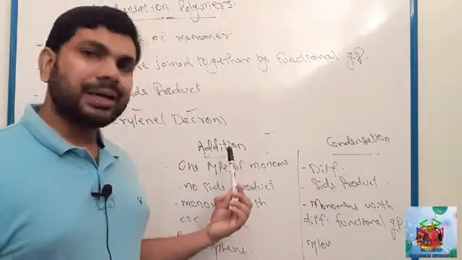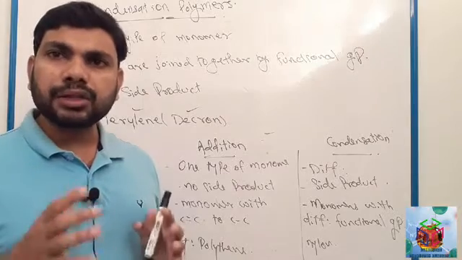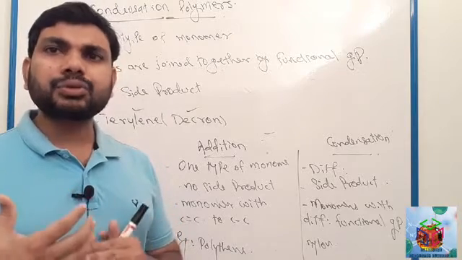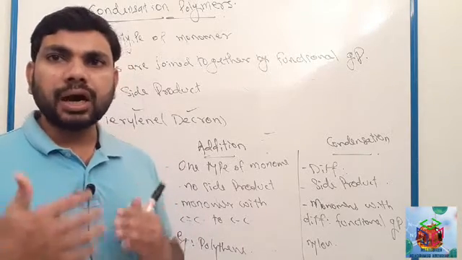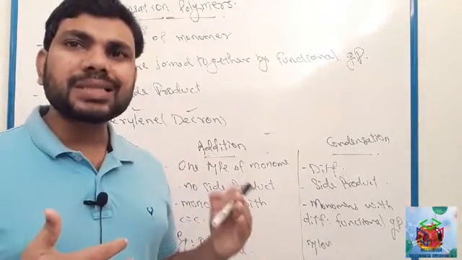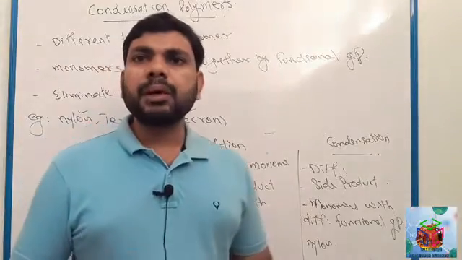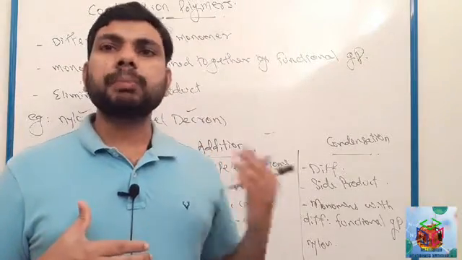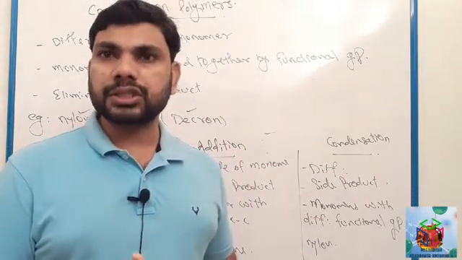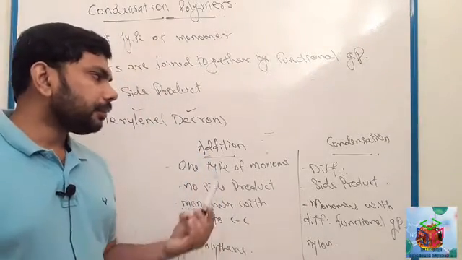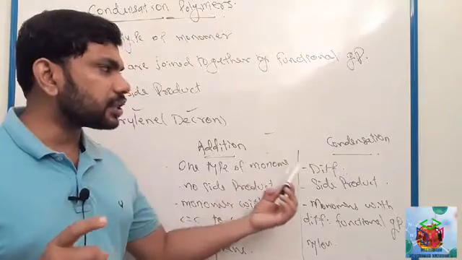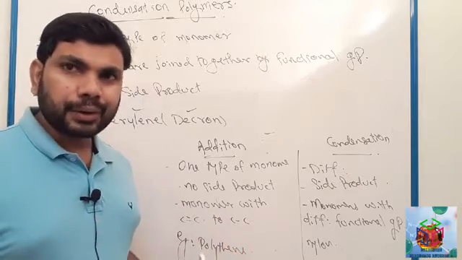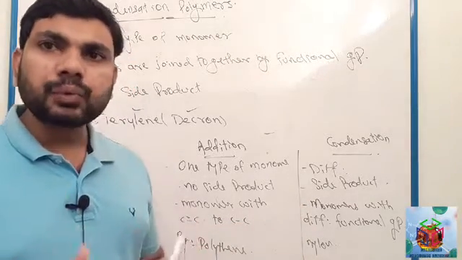In addition polymers, monomers contain a carbon-carbon double bond, and with repeated addition of this monomer, the unsaturated compound changes to a saturated compound. The carbon-carbon double bond changes to a carbon-carbon single bond. But in condensation polymers, monomers contain different types of functional groups, and these functional groups react together to change to polymer by eliminating some side product. So these are the major differences. Addition polymers have only one type of monomer, condensation polymers have different types of monomers. Addition polymers are formed without side product. Condensation polymers are formed with side product.